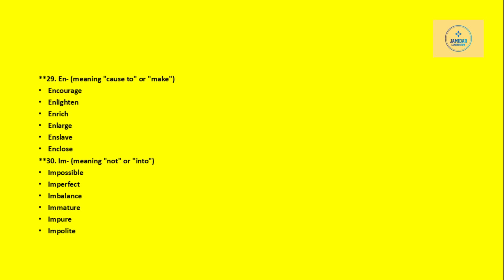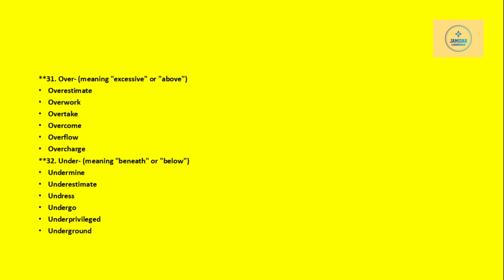Im means not or into, as in impossible and imperfect. Over means excessive or above, found in overestimate and overwork. Under means beneath or below, as seen in undermine and underestimate.